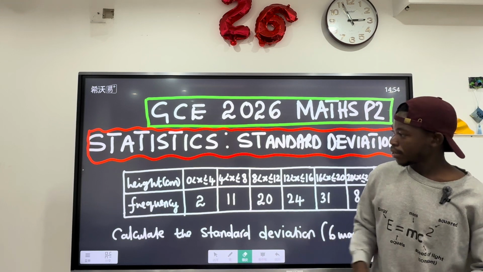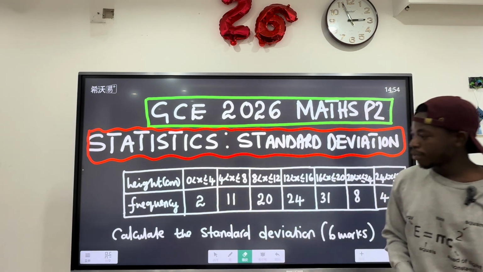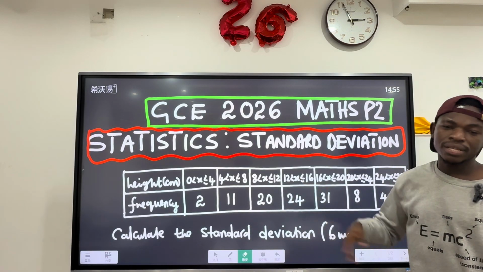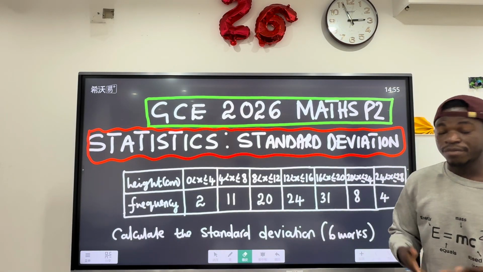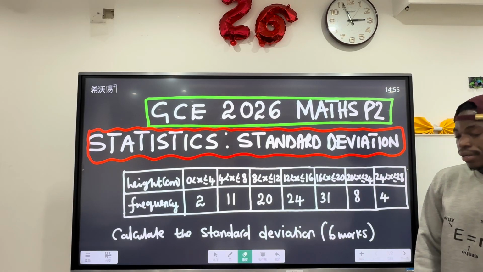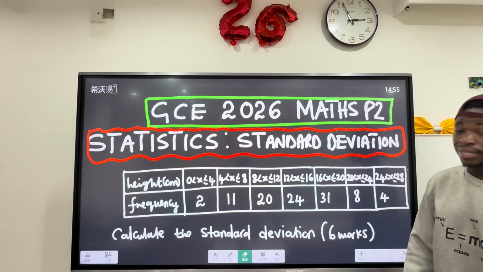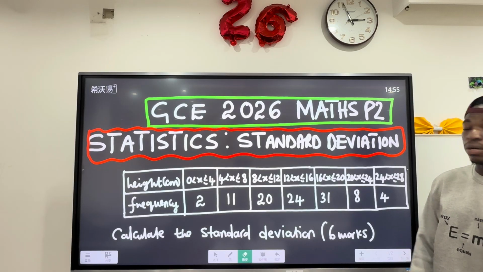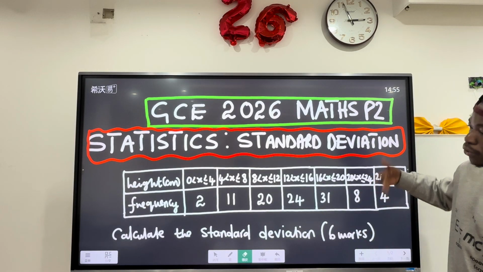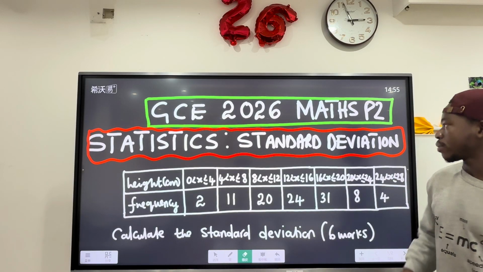So let's start. We have a frequency distribution table here with some heights and the frequencies. This is the same example I used in the previous video. It says calculate the standard deviation, 6 marks. Remember, this is statistics, one of the topics that you don't want to miss out on. What are we supposed to do using the direct method?